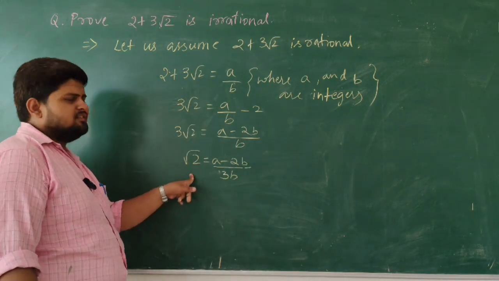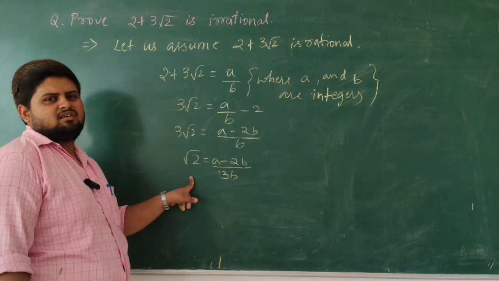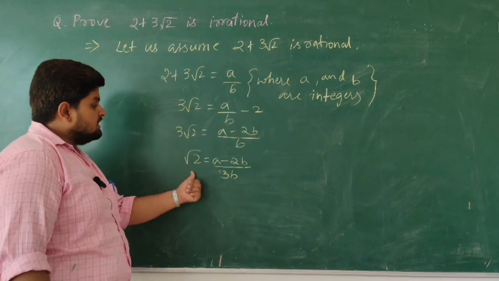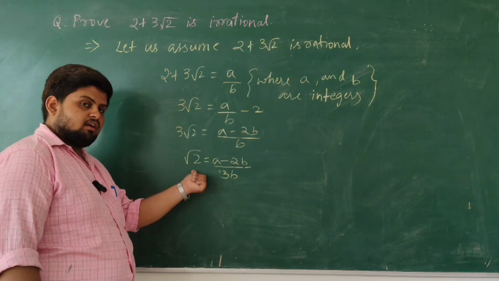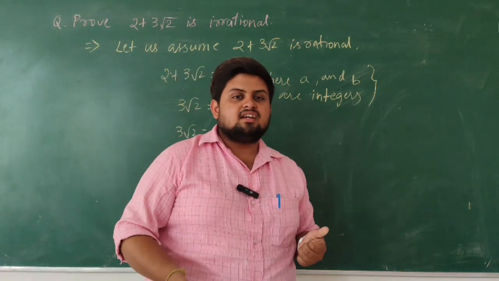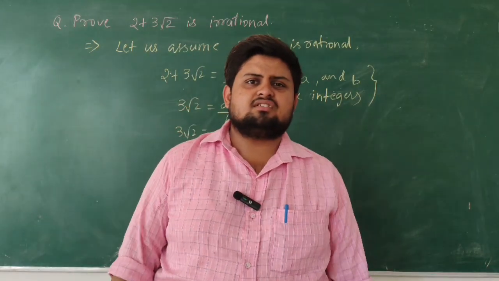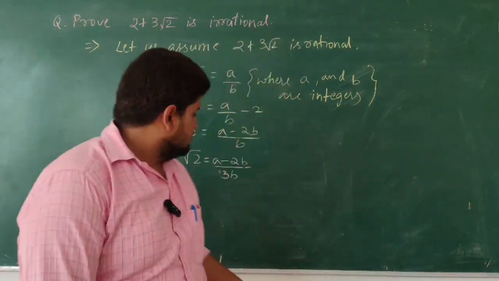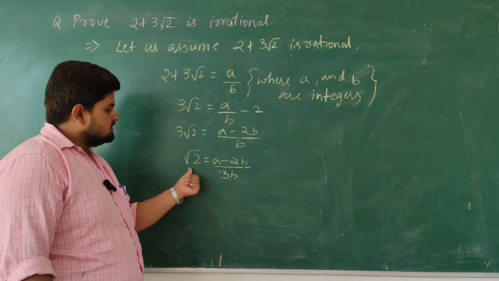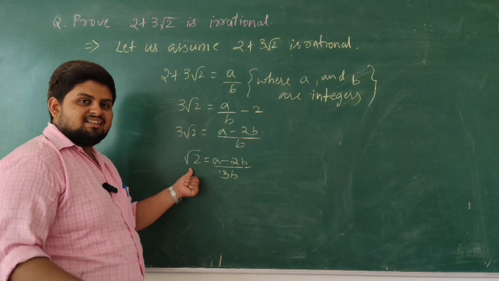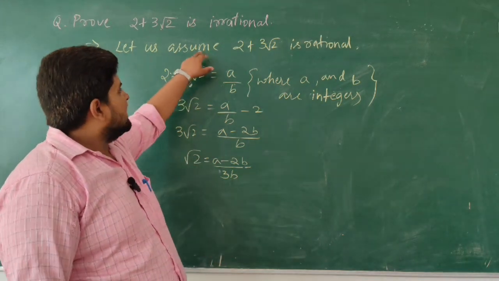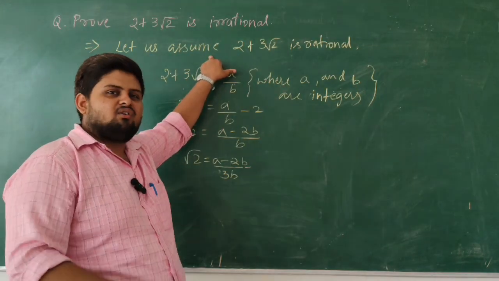But in the previous example we have already proved that root 2 is an irrational number. Here in the RHS we have a rational number, whereas in the LHS we have an irrational number. How can a rational number be equal to an irrational number? In the previous videos we discussed that there is no relationship between rational and irrational numbers. They are separate sets of numbers. This is where our contradiction arises, and our assumption is wrong.